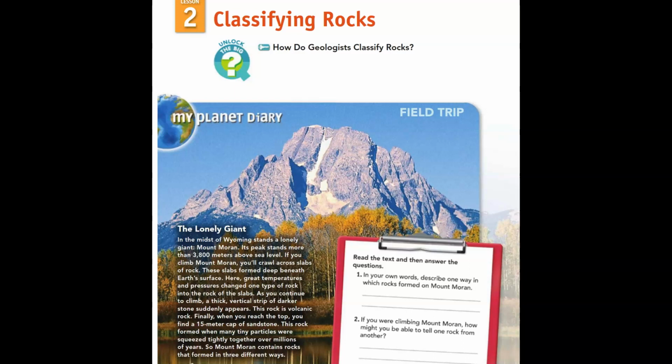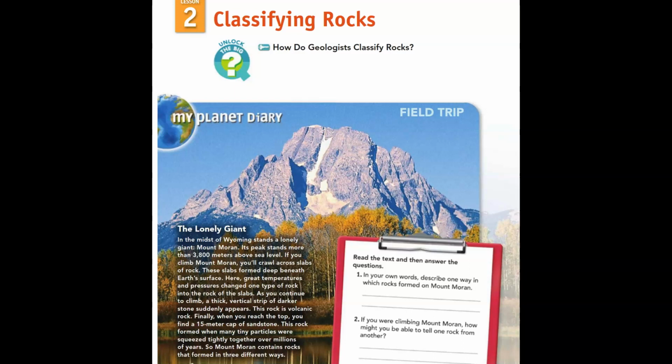As you continue to climb, a thick vertical strip of darker stone suddenly appears. This rock is volcanic rock. Finally, when you reach the top, you find a 15-meter cap of sandstone. This rock formed when many tiny particles were squeezed tightly together over millions of years. So Mount Moran contains rocks that formed in three different ways.